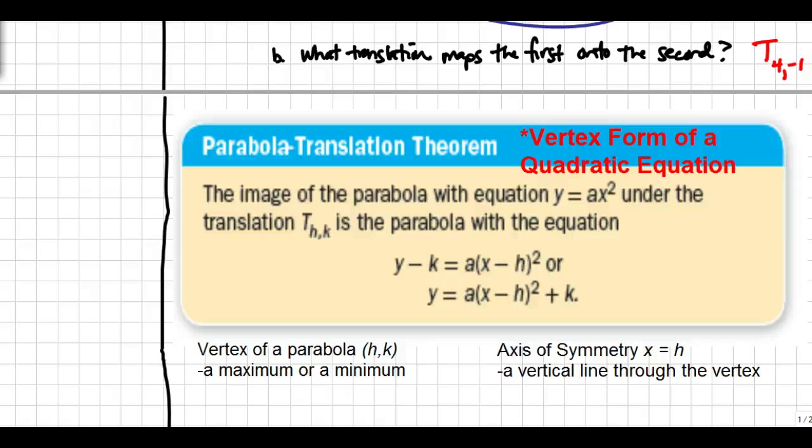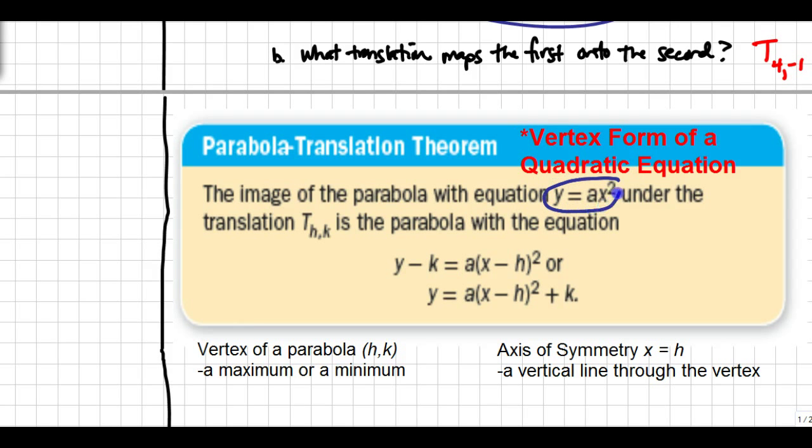So when we're working with a parabola and we translate that, there's a piece to that that's super important, and it ends up turning into what we call the vertex form of a quadratic equation. So this isn't the official name of what we're doing today, but that is what it turns into. So the theorem itself is called the parabola translation theorem, but what we get is the vertex form of a quadratic. So let's see what happens.